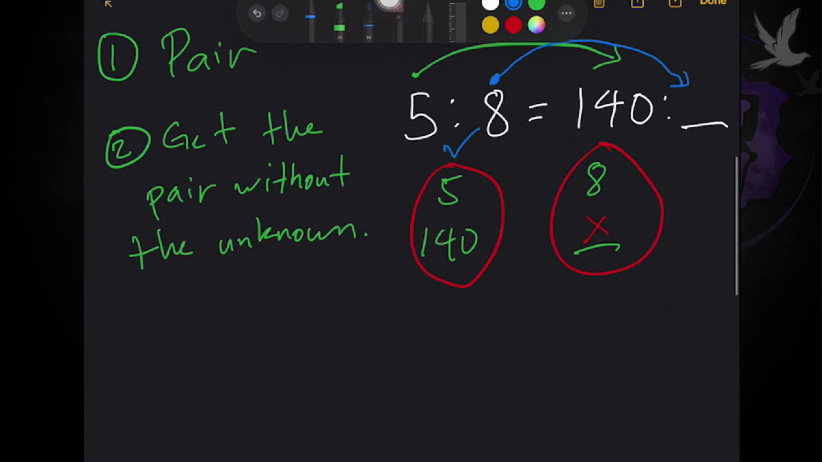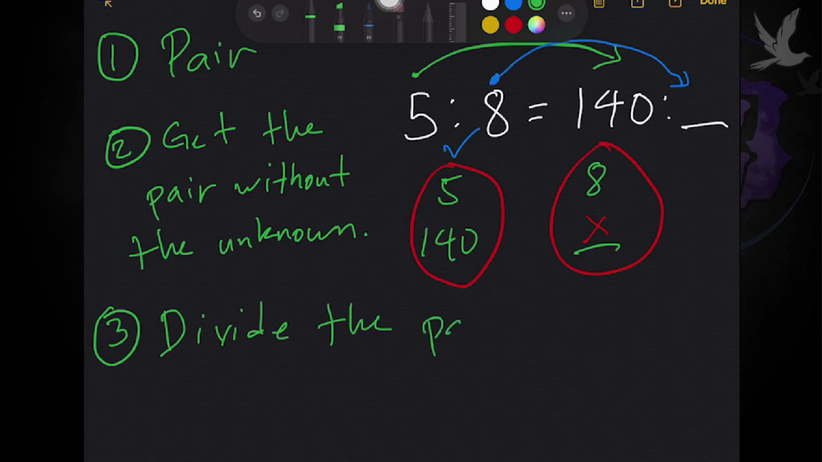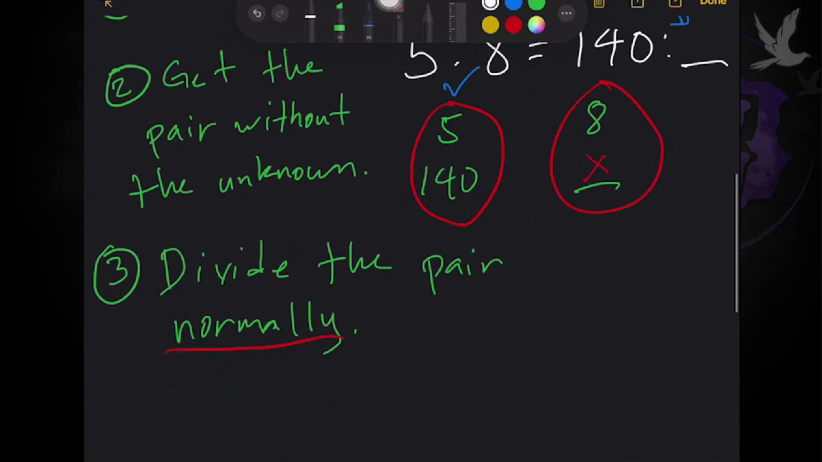So, anong gagawin natin ngayon sa 5 and 140? What are you going to do with 5 and 140? Next step is to divide. Divide the pair normally. Bakit ko sinasabi that you have to do it normally? Bakit I want to emphasize the term normally? Paano ba tayo nagdi-divide without any troubles? 'Di ba? Nagdi-divide tayo. You get the bigger number first. Bigger number. Divided by the smaller number.